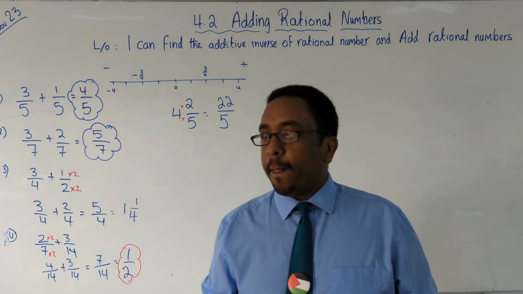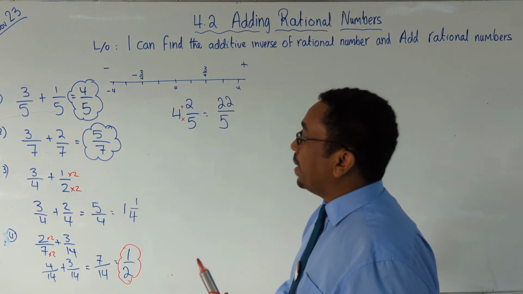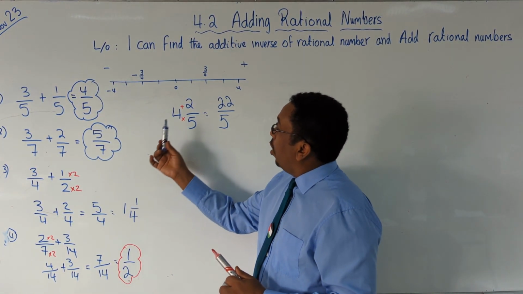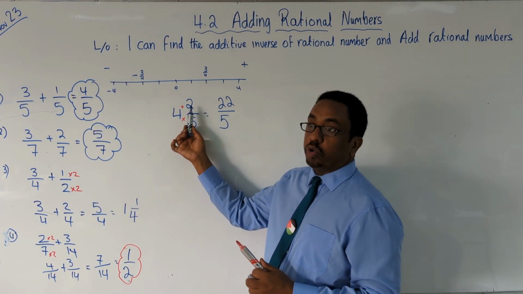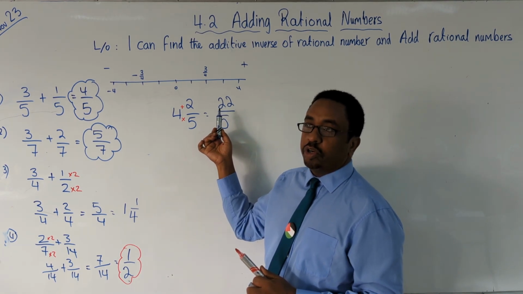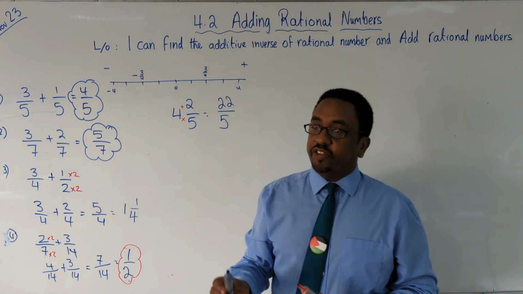Go ahead. How did you get 22 over 5? Okay, let me repeat this for you again. I want you to listen. What is 4 times 5? 20. What is 20 plus 2? That's how I get 22. Okay? The denominator doesn't change.